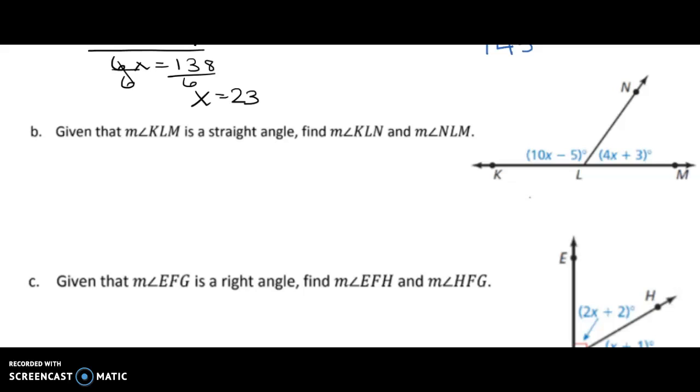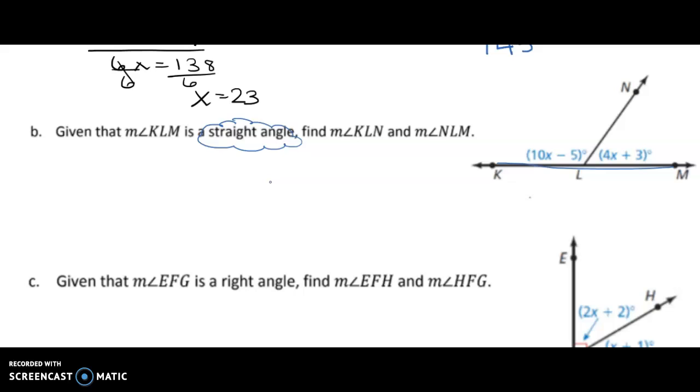All right, let's look at problem B now. It says, given that the measure of angle KLM is a straight angle, there's our key word right there. There's our vocabulary word. That's our key to success. Find the measure of angle KLN and the measure of angle NLM. So I'm asking you, if something is a straight angle, so angle KLM, so here, here, here, what does that tell you about the measure of it?